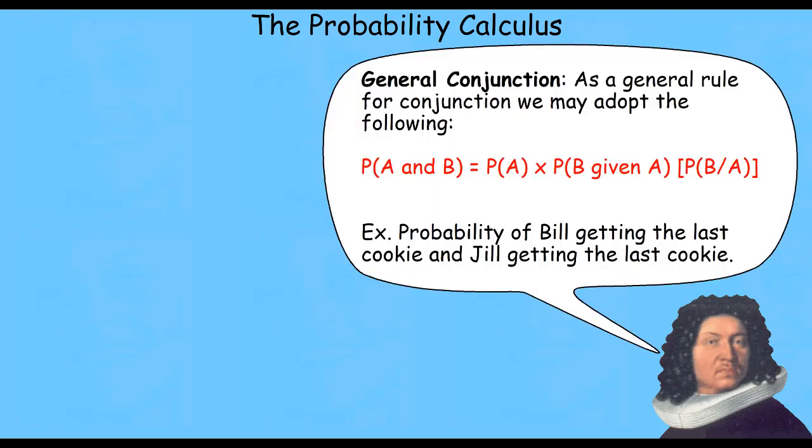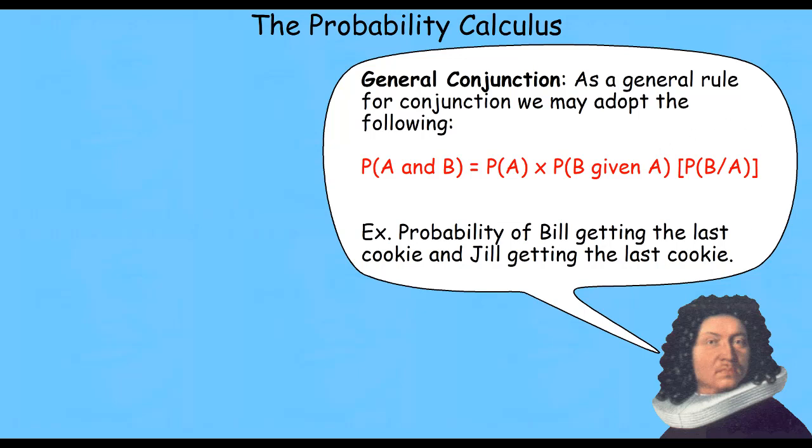What about a more general conjunction rule? Suppose it's not the case that the independence restriction on our restricted conjunction rule applies. Suppose that they are somehow connected to each other. Well, then we want to adopt this general conjunction rule. And it tells us that the probability of A and B equals the probability of A times the probability of B given that A is true. So it takes their connectedness into account. And you can symbolize B given A this way. Sometimes it's symbolized this way as well.